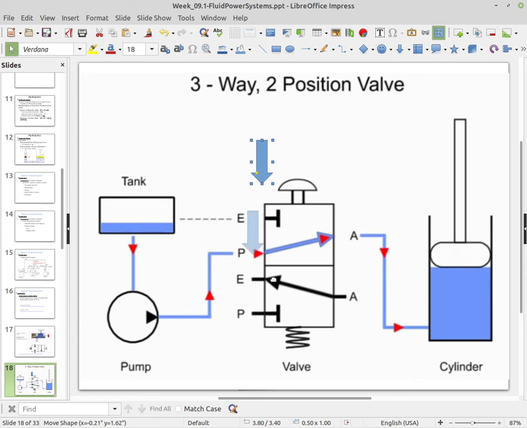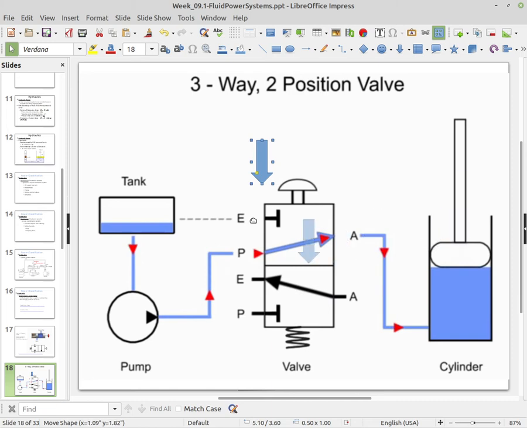Now with the spring pushing this valve up, there would be no pressure in the pressure port here, and so it's being blocked. So the pressure port is being blocked, and then gravity would be pulling down the cylinder and allowing the fluid to flow back through port A, and then through the exhaust. The E stands for exhaust, so through the exhaust and back into the tank. So basically gravity is what is going to pull this cylinder back.